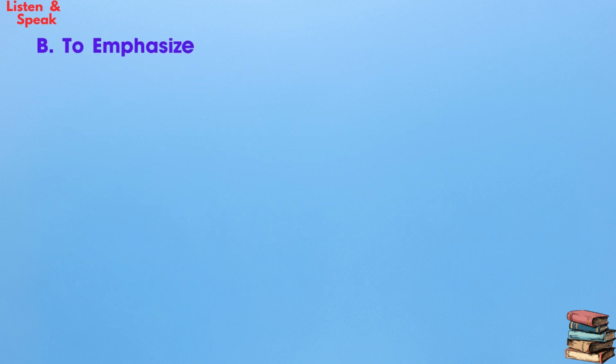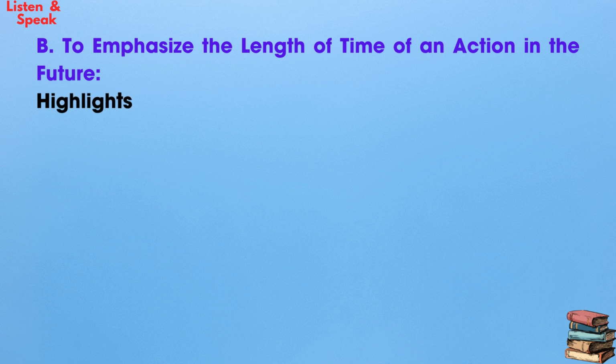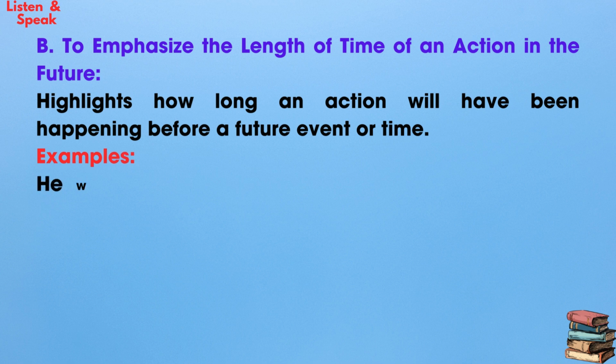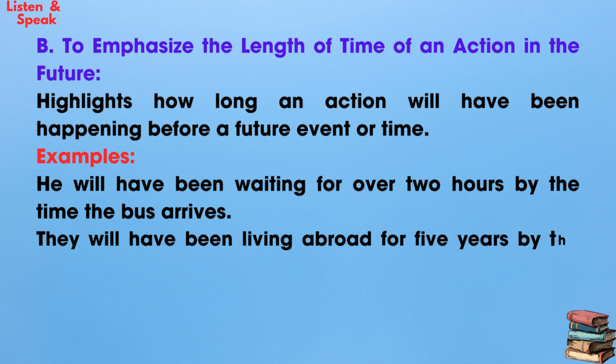B. To emphasize the length of time of an action in the future. It highlights how long an action will have been happening before a future event or time. Examples: He will have been waiting for over 2 hours by the time the bus arrives. They will have been living abroad for 5 years by the time they return home. 3.